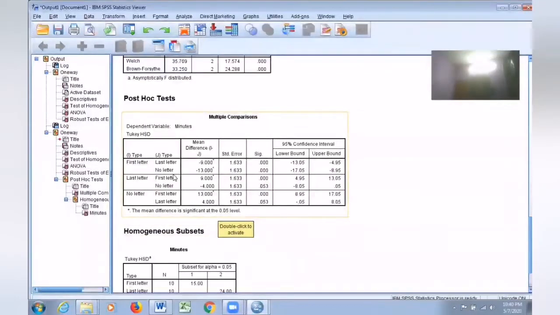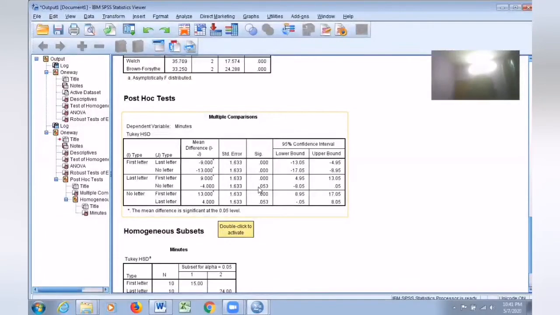So you can see there is a significant difference between first letter, those who received first letter, and those who received last letter. There's a difference. In the same way, there's a difference between the groups of respondents, those who received first letter and those who received no letter. So there is a difference between first letter and last letter groups, and there's a difference between first letter and no letter groups. But here it says that in respect of the group last letter and no letter, there is no significant difference because the sig value is more than 0.05.